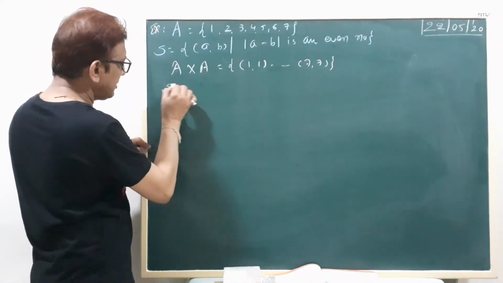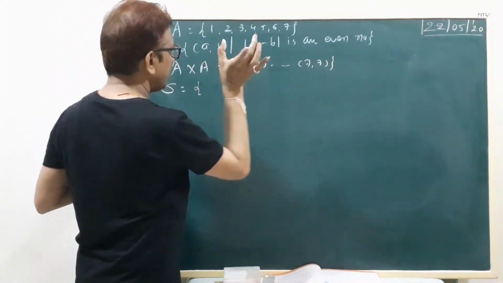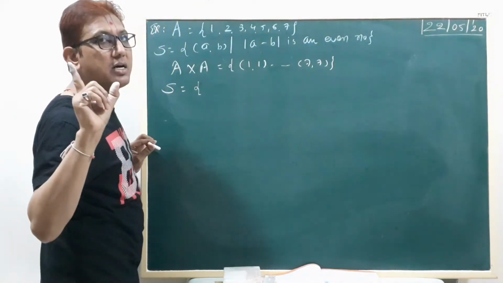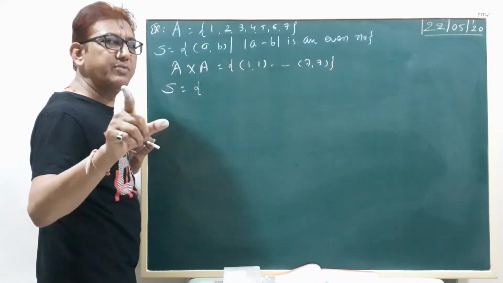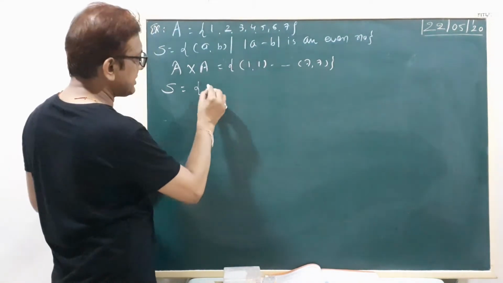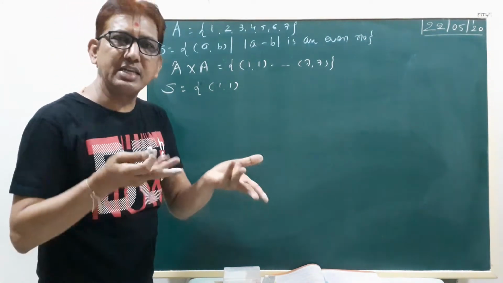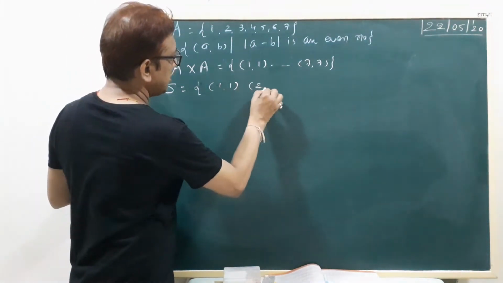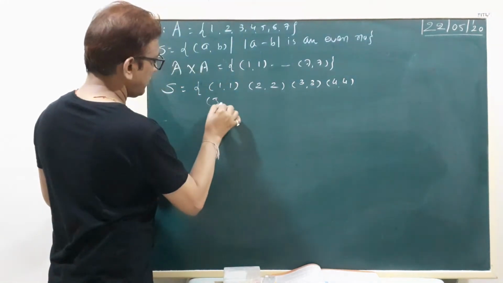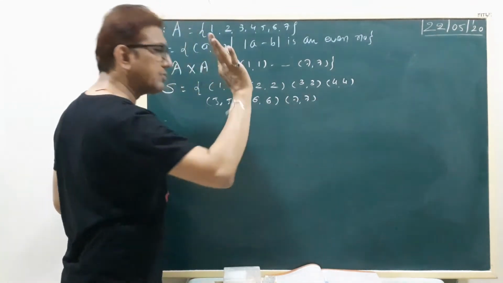Now we write S, that is the relation. We check this condition: S equal to {(a, b) such that modulus of a minus b is an even number}, otherwise even integer. First, (1,1) is possible, because 1 minus 1 is 0, and 0 is an even number. So (1,1), (2,2), (3,3), (4,4), (5,5), (6,6), (7,7).